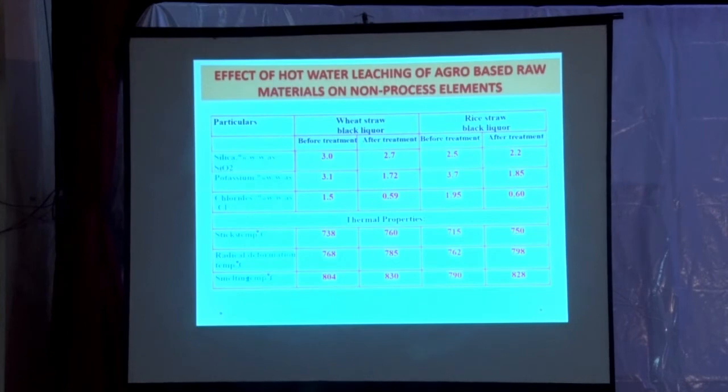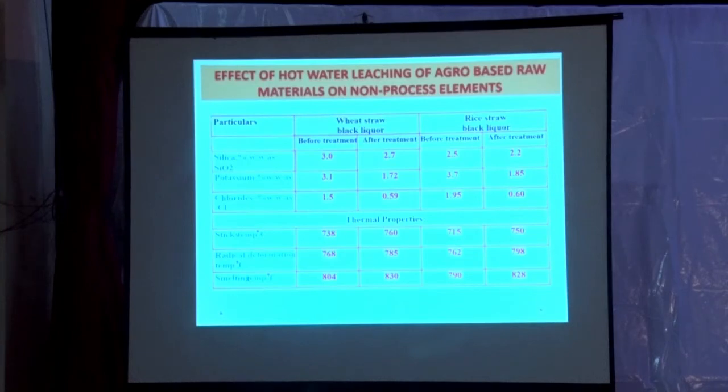This is obvious because you are washing with water and silica has no solubility at 7 or 8 pH. It starts solubility after 10 only. So only the adherent silica goes down. And potassium and chloride are highly soluble at any temperature. Even at 10 degrees, at 15 degrees, they are highly soluble in water.